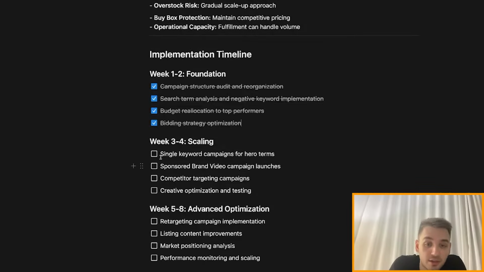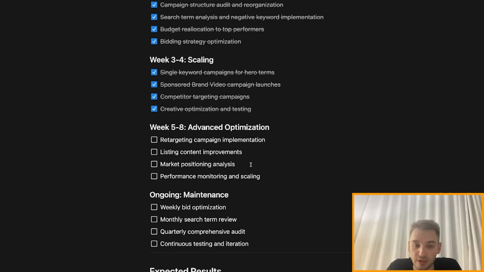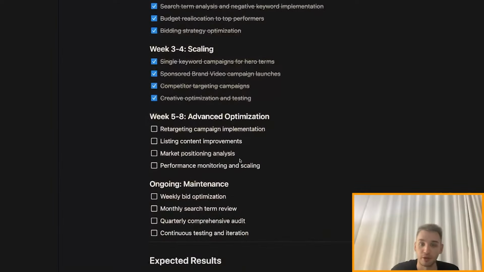Scaling is single keyword campaigns for our hero terms, sponsored video ads on top of that, but not the main focus, about 10% of the budget. And competitor targeting and creative optimization and testing. By week 5, you already have a solid account that's already optimized, and now when it comes to more advanced scaling, this is what I recommend.